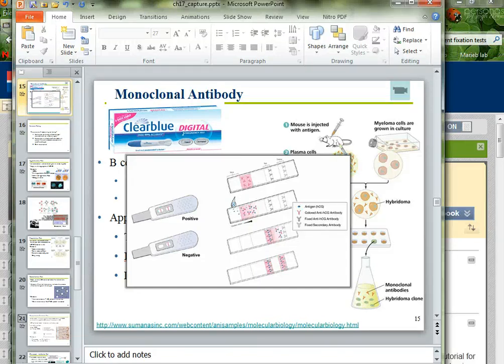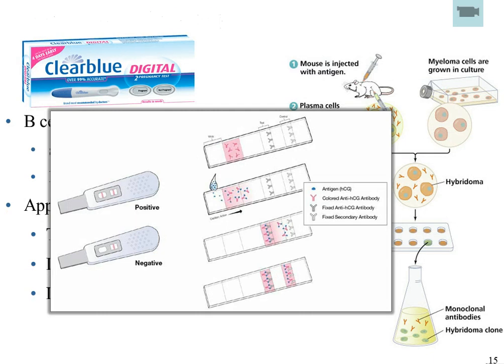Here is the second video, the last video for Chapter 17. We're going to go through some examples of serological tests that are used in clinical diagnoses. First, though, let's talk about monoclonal antibodies.